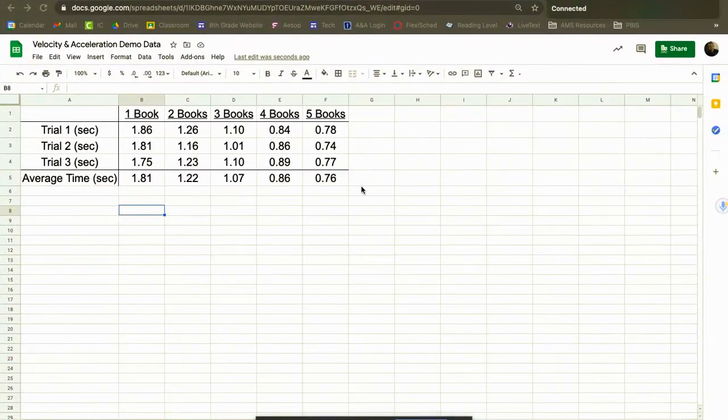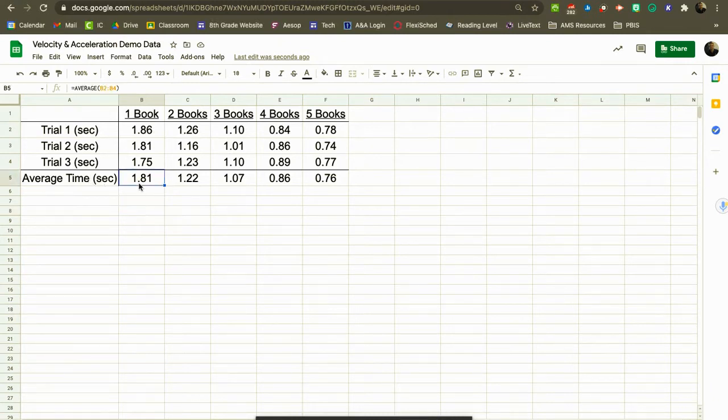So I have all of the data for the trials here. You can see trial 1, trial 2, trial 3. These are all in seconds. And then we have 1 book, 2 books, 3 books, 4 books, 5 books. So this is all the data that I've collected. And then here is the average time down below.